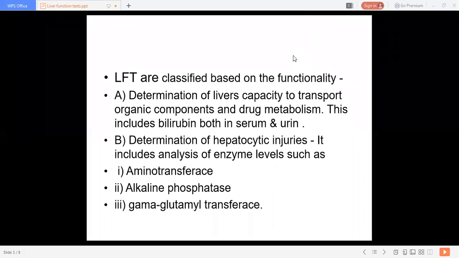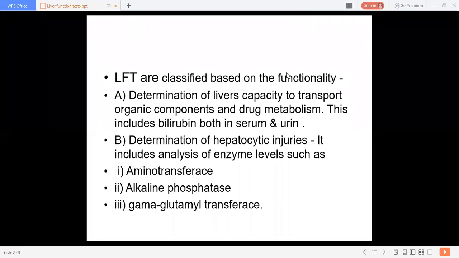It is included in the first function of the liver, that is, the liver's capacity to transport organic components and drug metabolism. So both values are checked, that is bilirubin in the serum and also in the urine after excretion. It also determines the metabolic capacity of the liver.